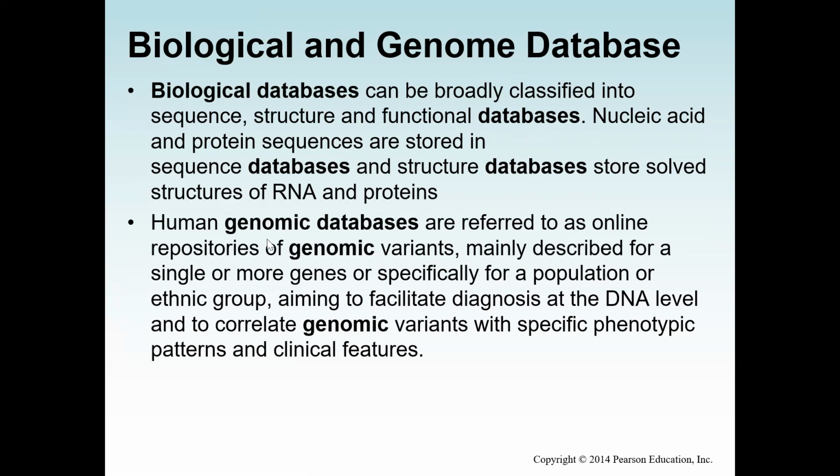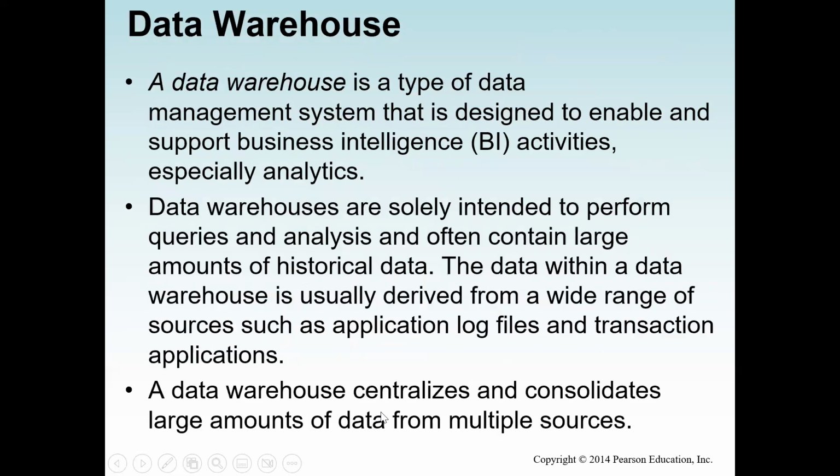Now, human genomic databases are also referred to as online repositories of genomic variants, mainly described for a single gene or more genes, or specifically for a population or ethnic group, aiming to facilitate diagnosis at the DNA level, and also to correlate genomic variants with specific phenotypic patterns and clinical features.